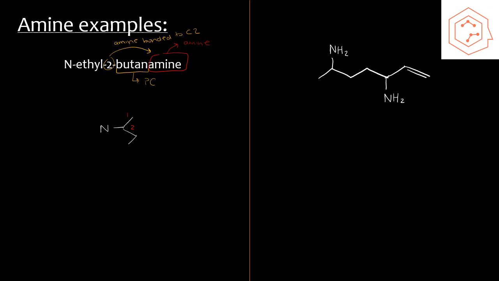There's carbon 1, 2, 3, and 4. And there we have our complete butane chain. Now let's move on to the substituent groups.